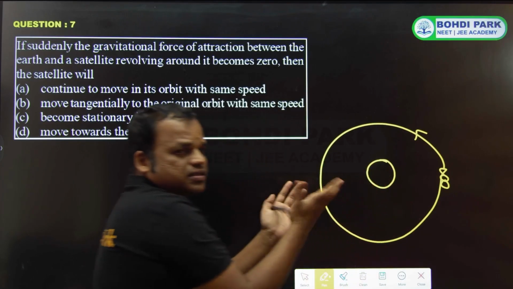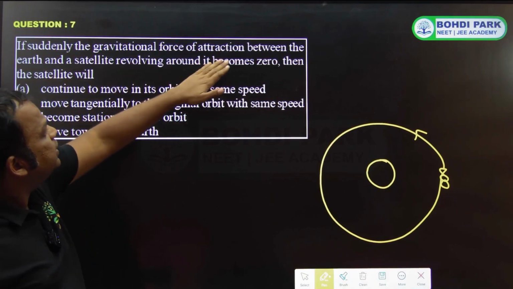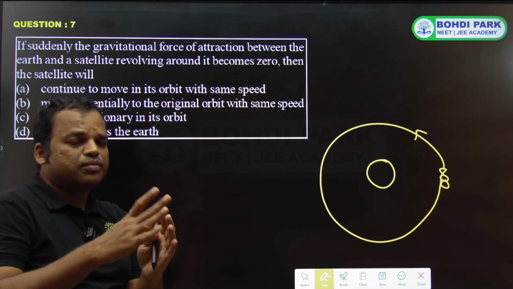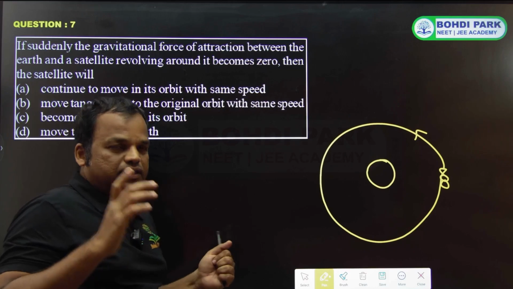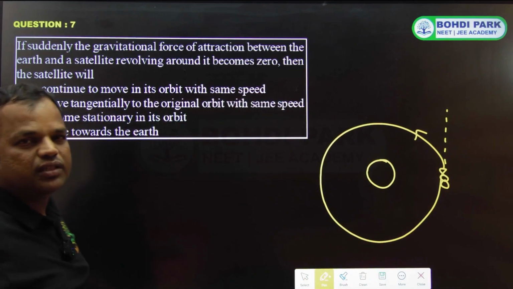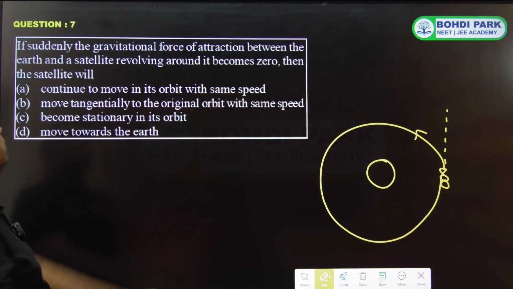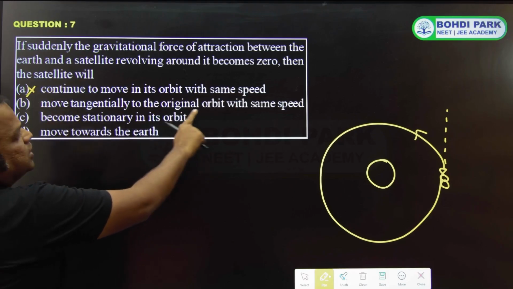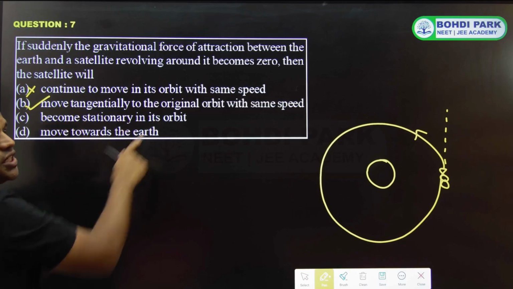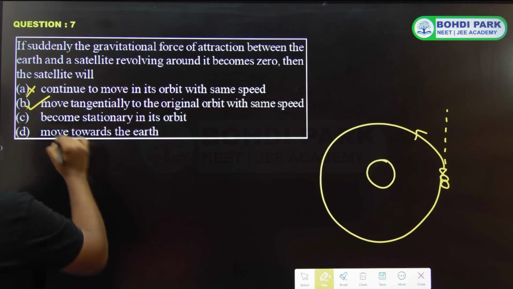So if Earth suddenly vanishes, or the force of gravitation suddenly vanishes or becomes 0, the satellite will stop falling towards Earth. So it will move along a straight line, along a tangential path. Will it continue to move along the orbit with the same speed? No, it will move tangentially to the original orbit with same speed. So yes, this is correct. Becomes stationary? No, it will continue moving along a straight line and it will go very far in space.